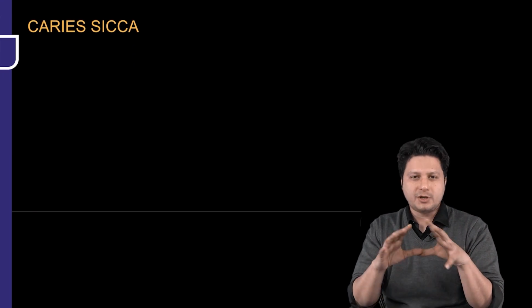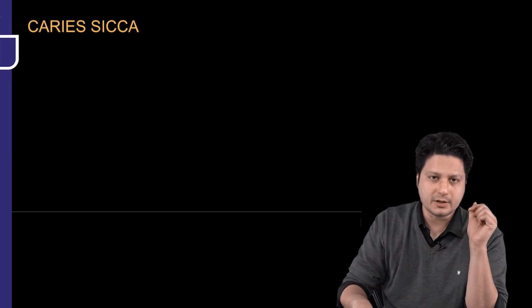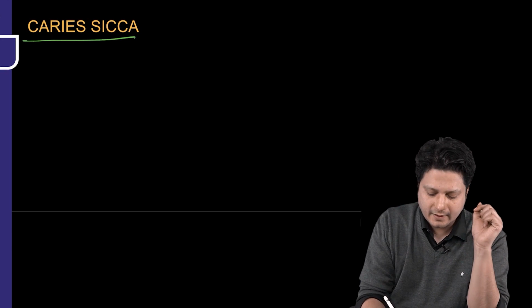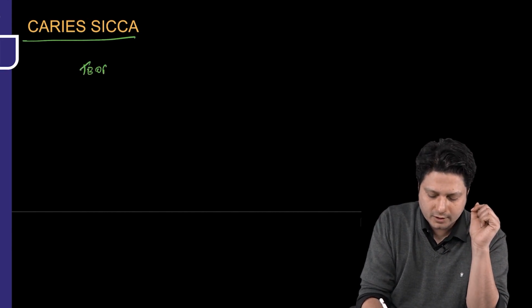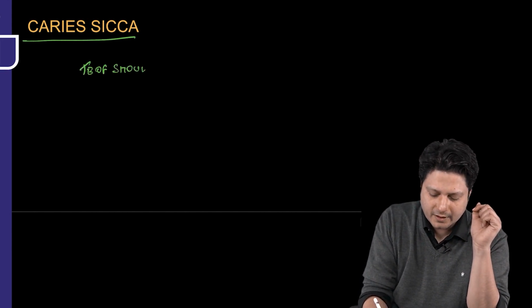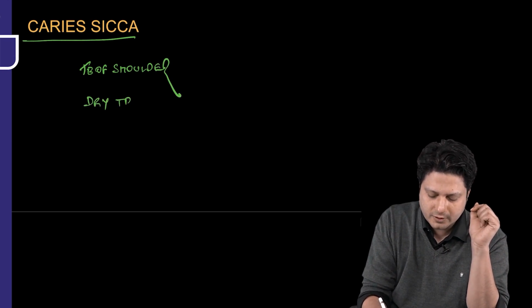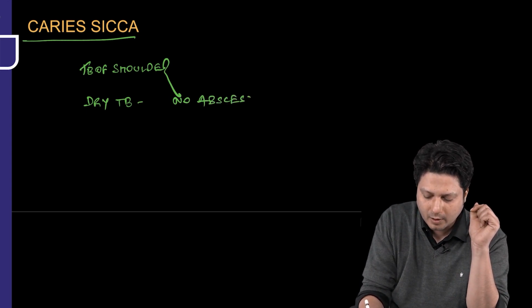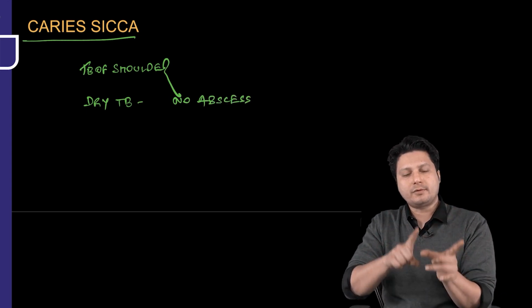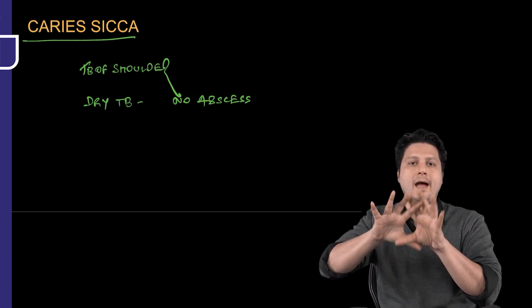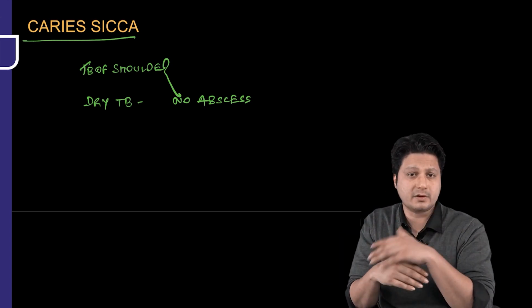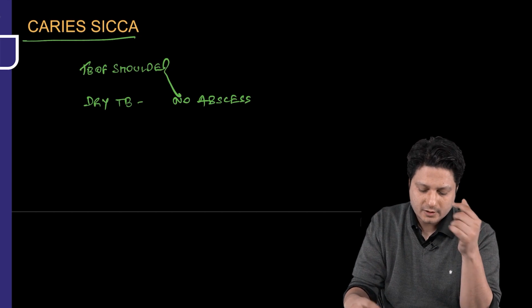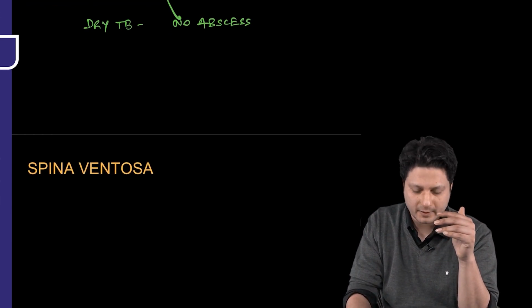Next is a named tubercular condition, that is Chiari-Sicca. It is actually the tuberculosis of the shoulder joint. And why is it given such a name? Because it is a dry kind of tuberculosis. Dry tuberculosis means that there is no abscess formation. This question has been asked multiple times: in which of the following joint tuberculosis will there be no abscess formation? So, it is the shoulder joint, and that is the reason why it is called Chiari-Sicca. So these are the 2 points that you have to remember in this particular condition.